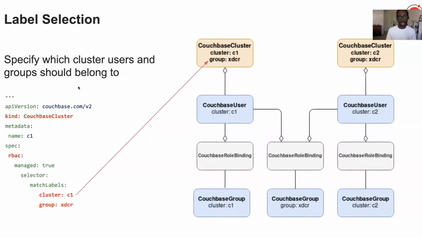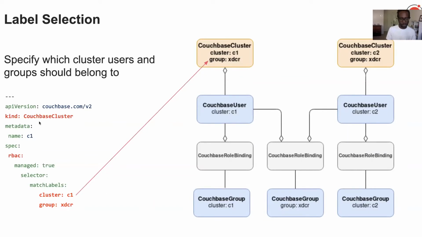So what's new in 2.0, we've added ways to specifically select which cluster users and groups can belong to. We do the same thing for buckets as well in XCDR with replications. So in this example, you can imagine having multiple clusters within the same namespace, and you want to filter which users the cluster is able to see, or select the specific resources that you want added to the cluster.